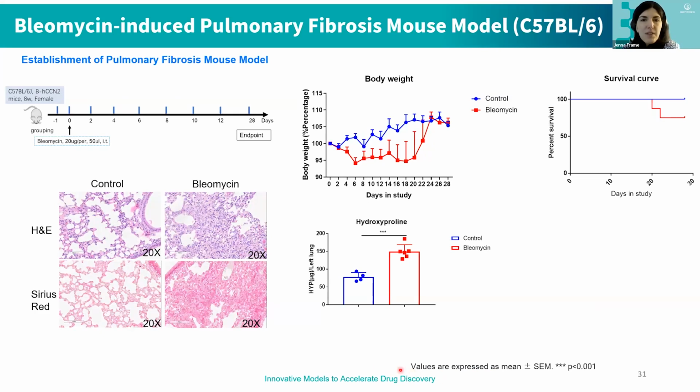Histologic assessments indicate significant disruption of the normal lung architecture with bleomycin treatment, as well as increased deposition of collagen shown by Sirius red staining. Hydroxyproline measurements are also significantly increased, which is another measure of fibrosis.